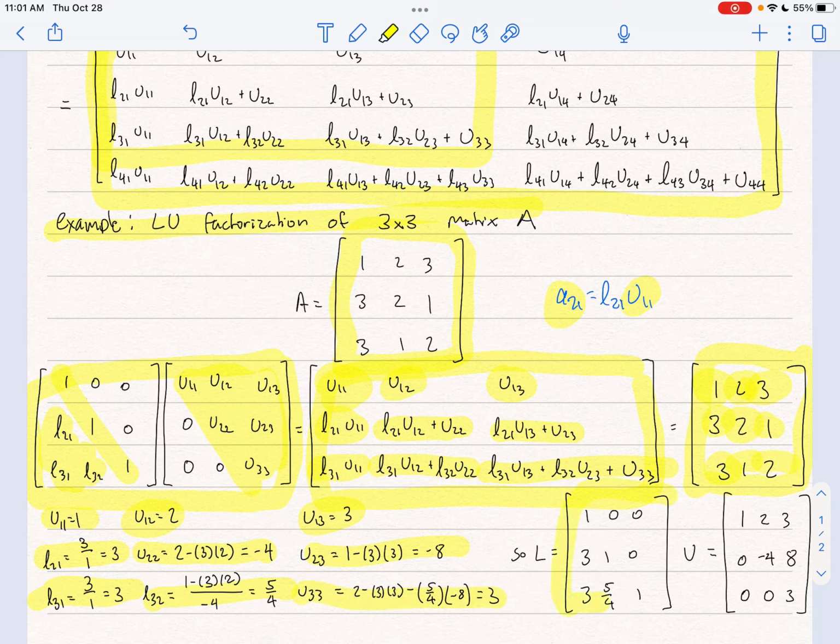So we end up with this final matrix L and this final matrix U. And if you actually do the math and multiply this out, you should be able to get back your original matrix A, which is 1, 2, 3, 3, 2, 1, 3, 1, 2.